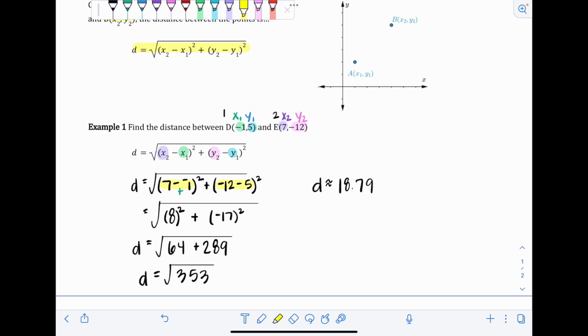And then it's always good practice to make sure that it makes sense in context. So look at your points and see, okay, do they look like they're really close together? Do they look like they're a good distance apart? Our x-coordinates are from -1 to 7, so that would be 8 units apart. And our y-coordinates are from 5 to -12, so that'd be 17 units apart. So 18.79 seems practical. And remember that the distance between the 2 points is your hypotenuse if you were to draw a triangle. So the distance between the 2 points should be longer than the distances between just the x's or just the y's.